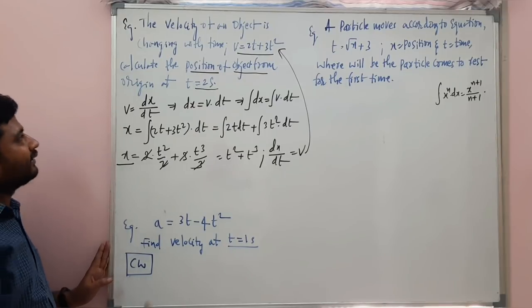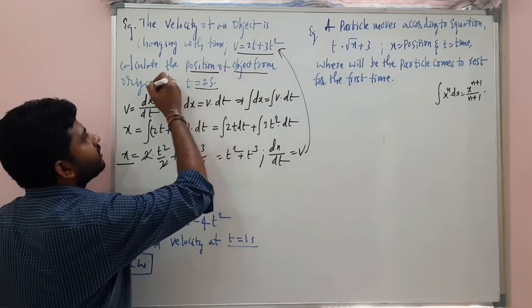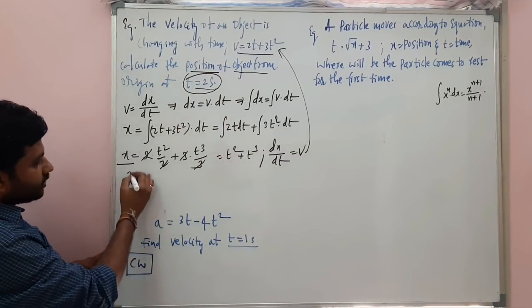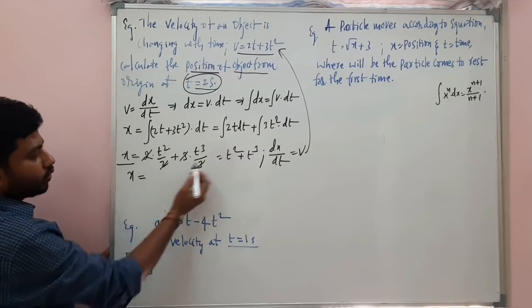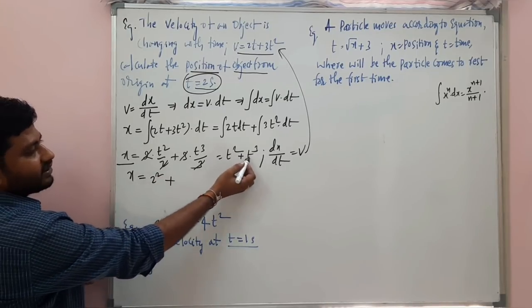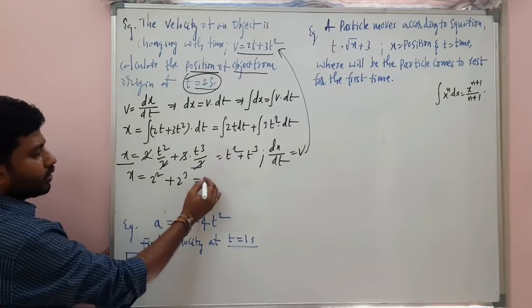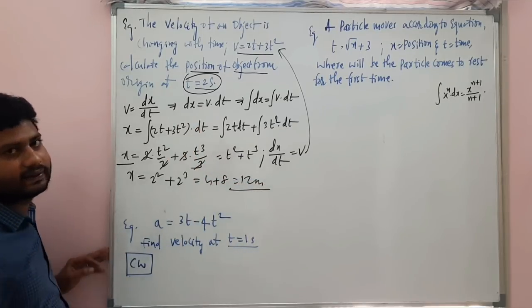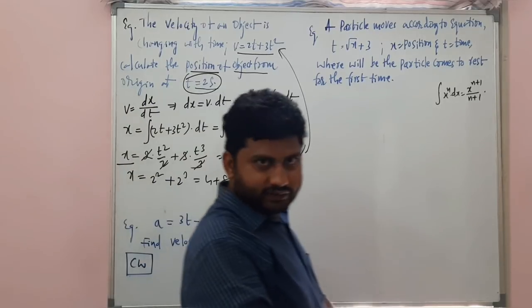But the question is, find the position of the object from the origin at t is equal to 2 seconds. Position of the object at t is equal to 2 seconds: 2 square plus, t is 2 seconds, 2 cube. So 4 plus 8, which is equal to 12 meters. That is the answer. Alright my dear students.